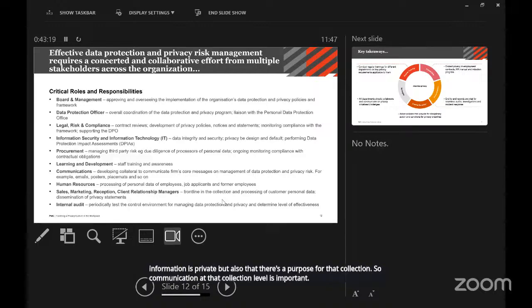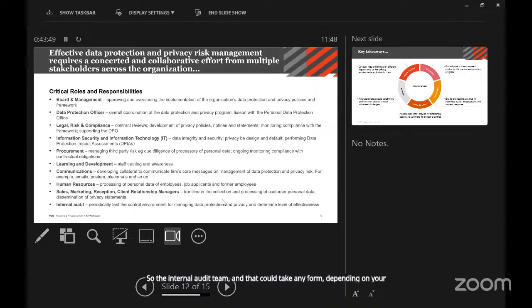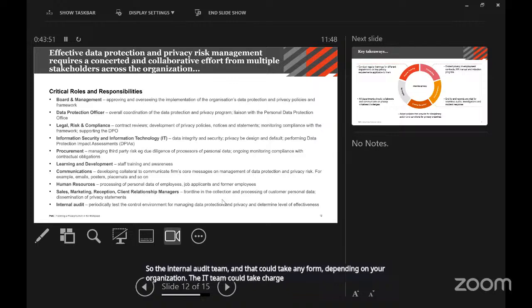So then when it comes to internal audits, I mentioned that regular or frequent audits are important in order to curb risks as they arise, as well as to identify new threats to the organization. So the internal audit team should ideally look at the control environment and test it from time to time to make sure that in case of any weak links, they are addressed in time. The internal audit team could take any form, depending on your organization. The IT team could take charge of the control assessment, or support from external auditors could help you to determine if your systems and your controls are effective.